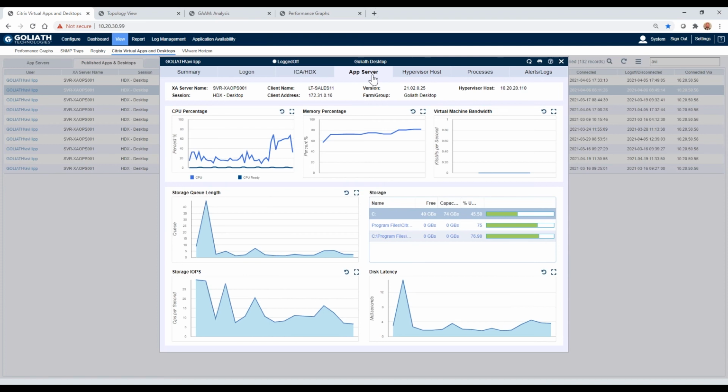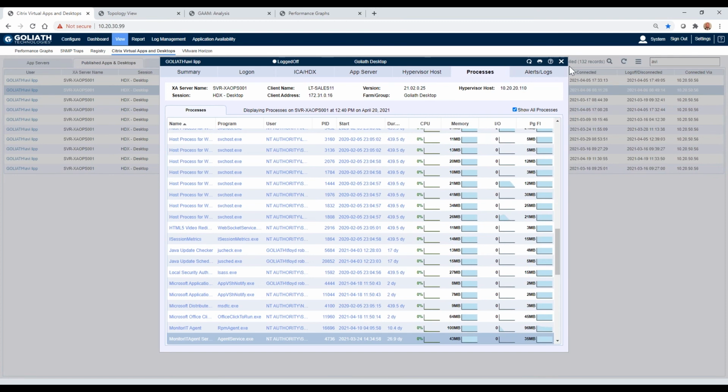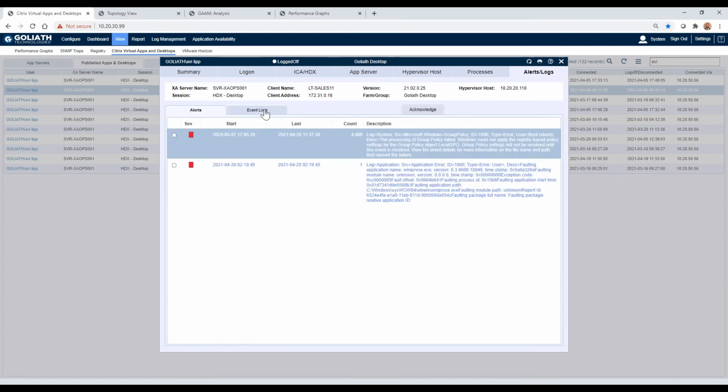Then you move into the data center, where you have the session host resources for the time frame of that user session, the hypervisor host metrics for the duration of that user's particular Citrix session, the processes, as well as the alerts and the event logs.